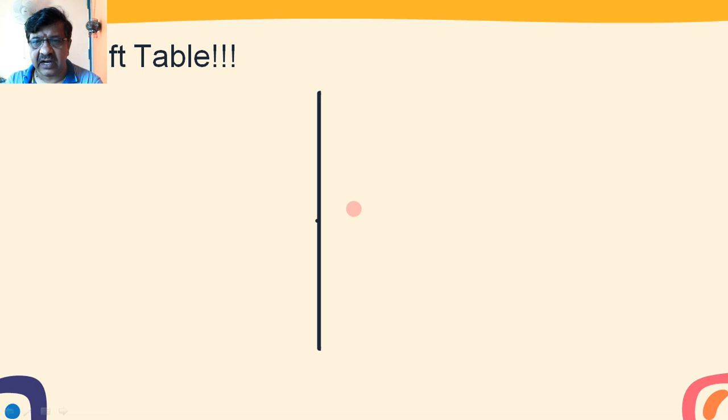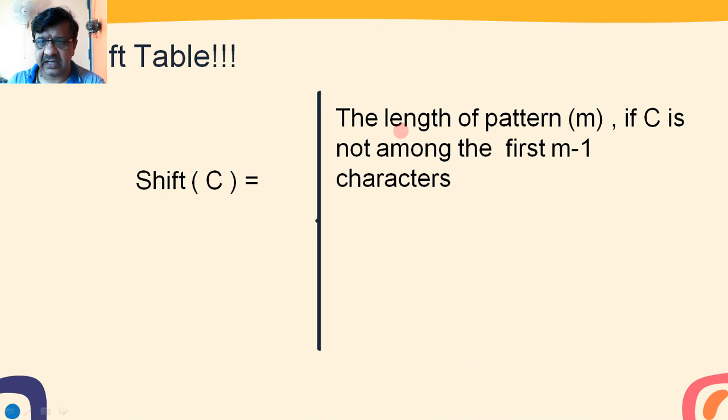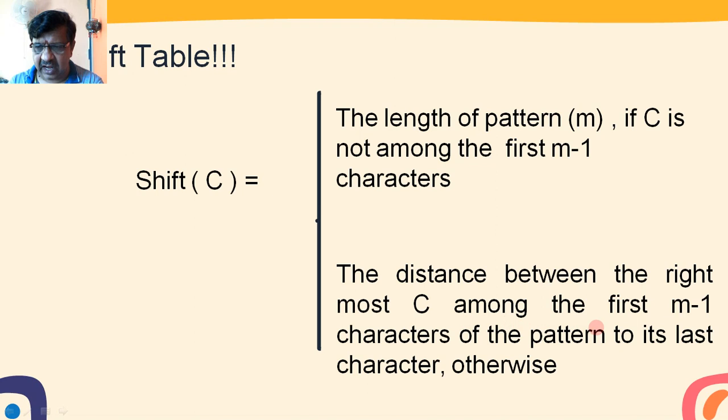So shift size for C is the length of the pattern M if C is not among the first M minus 1 characters. C is the character found in the text, which is aligned again as the last character of the pattern. And otherwise, the distance between the rightmost C among the first M minus 1 characters of the pattern to its last character. If there is an existence of character C among the first M minus 1 characters, then the alignment will be made in such a way that the character in the text will match against the rightmost character C, okay, that is available in the pattern.